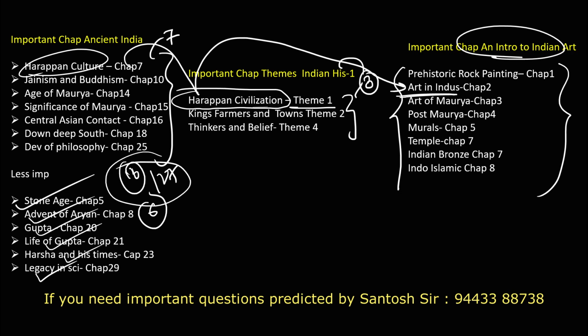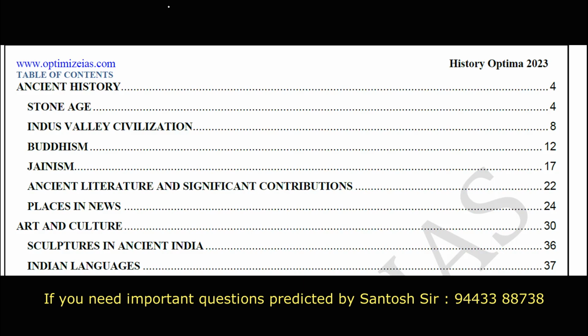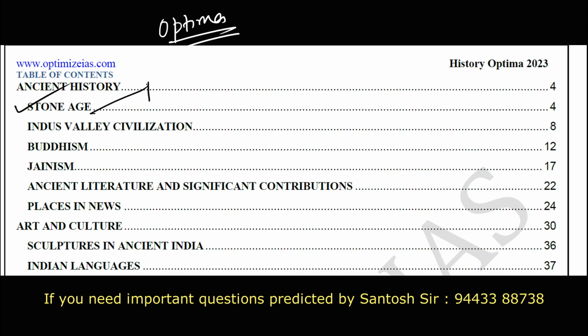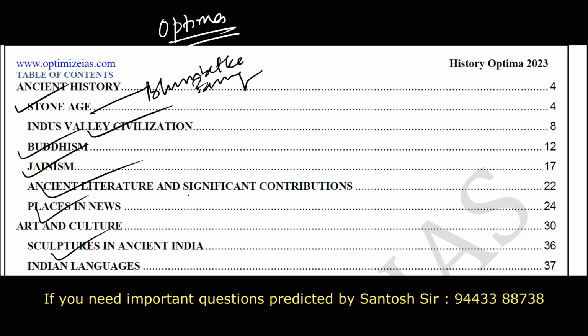Apart from that, please refer to my Optima Notes of history. Here I have covered all the important developments in history which are important for this year. You can see here the Stone Age. Here Bhimbetka painting is very important. Rock painting is very important. Then the Indus Valley civilization, Buddhism, Jainism, ancient literature, places in news, sculptures in India. You can see I have covered every development regarding ancient India in my Optima Notes.